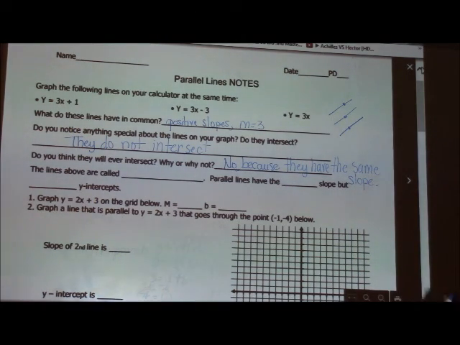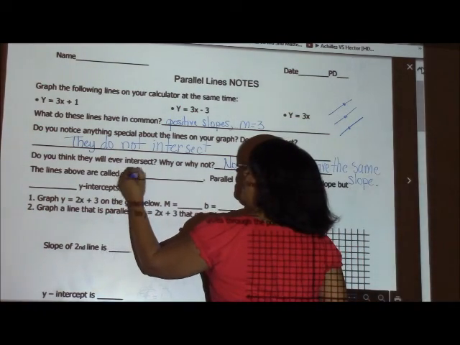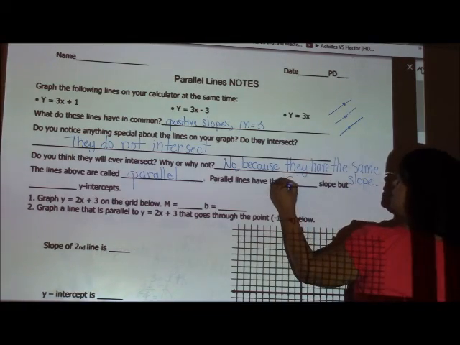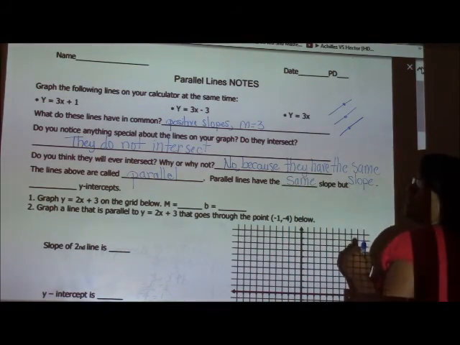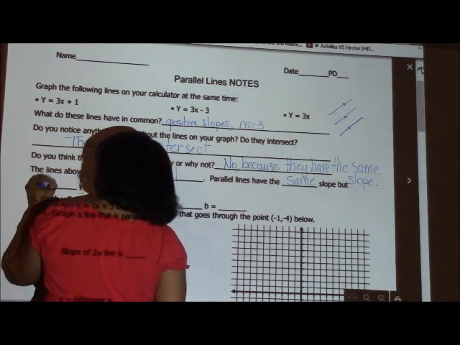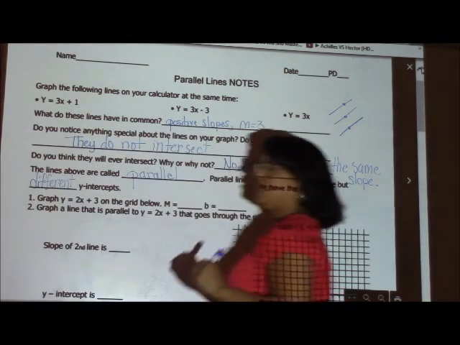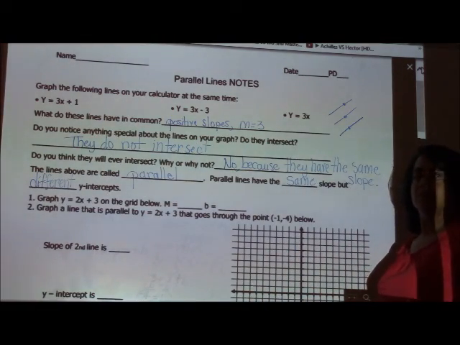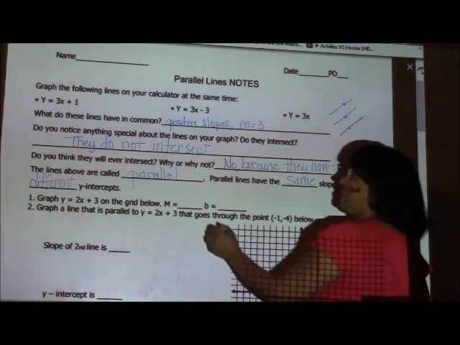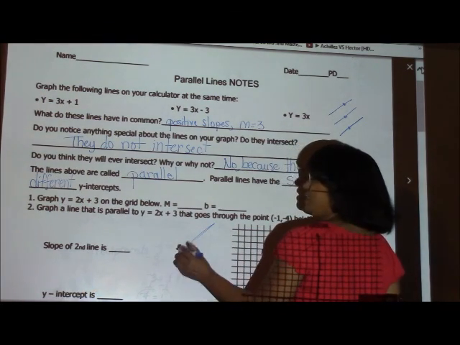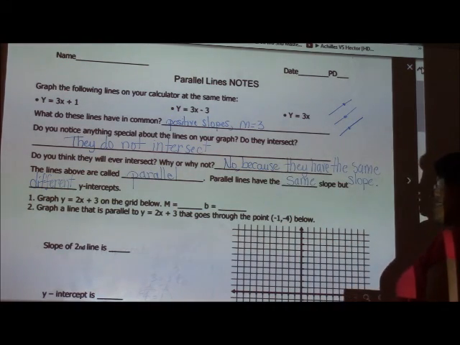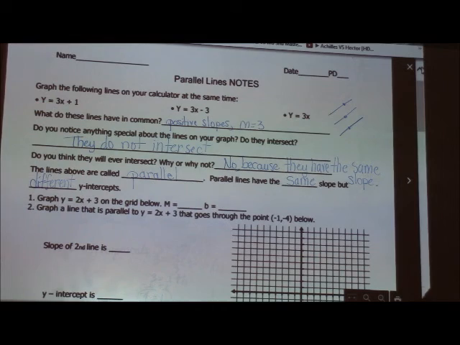The lines above are called parallel. P-A-R-A-L-L-E-L. Parallel lines have the same slope, but different y-intercepts. Why do you think they need to have different y-intercepts? Right? If it had the same slope and the same y-intercept, it would be a line on top of a line, which means they would definitely touch. They would be the same line. They would have infinitely many solutions, okay? It would be a line on top of itself.